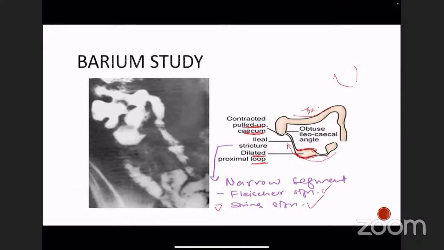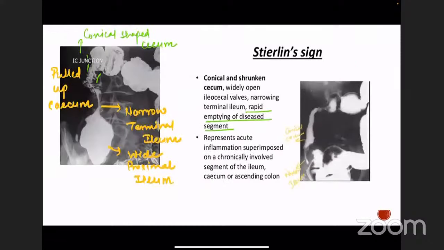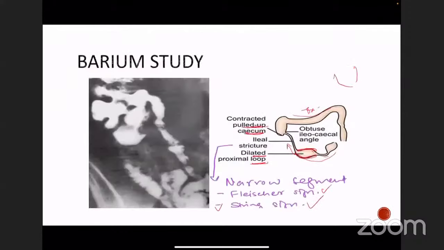If there is a hurrying of the barium enema, you can say the barium is moving fast from this area. Why? It is inflamed, infected, or narrowed down, so it won't stay longer over here. At that time, that is known as the Stierlin sign, rapid emptying of the diseased segment. So these three signs you can study from this small picture.